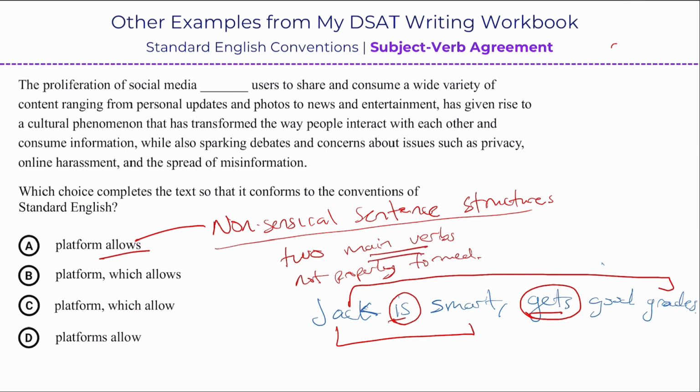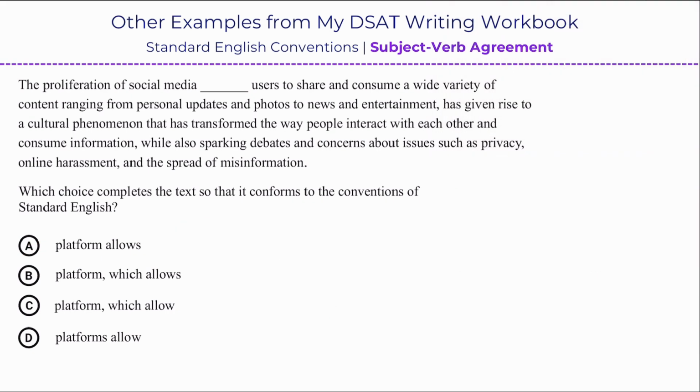Well, how do I know this? Well, this is where it helps to read to the end of the sentence, you guys, yeah? To read to the end of the sentence to figure out the correct answer, okay? So when I'm reading, if I plug in answer choice A here, the proliferation of social media platform is my subject, allows is my verb, right? But now I say the proliferation of social media platform allows users to share and consume a wide variety of content ranging from personal updates and photos to news and entertainment, and then has given rise.